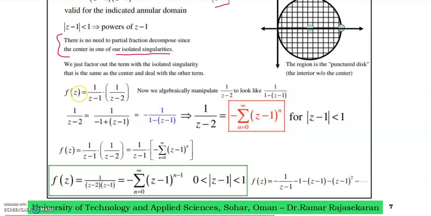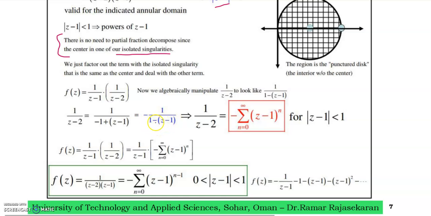What we do here: f of z is equal to 1 over z minus 1 multiplied by 1 over z minus 2. Don't touch this. Now we rewrite this. How do we rewrite this? 1 over 1 minus of z minus 1. See, this is nothing but the 1 over 1 minus x form. Again, rule 2 we can apply here. That's it. Now 1 over z minus 2 is equal to 1 over minus 1 plus z minus 1. Now we take 1 over minus 1 plus of z minus 1, and then we take the minus outside, so that we will get this.